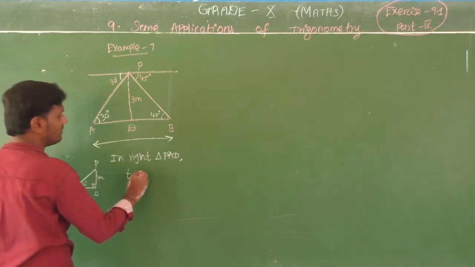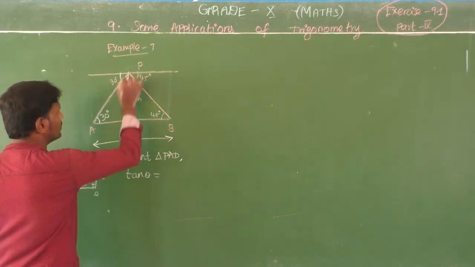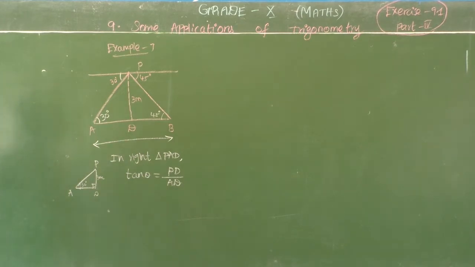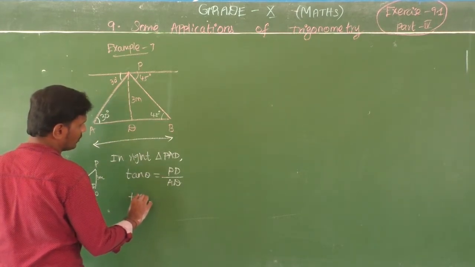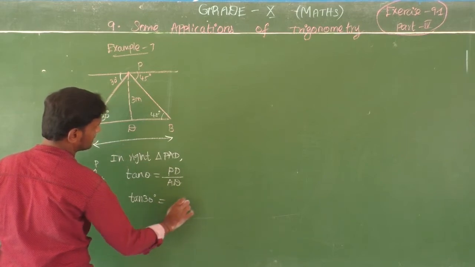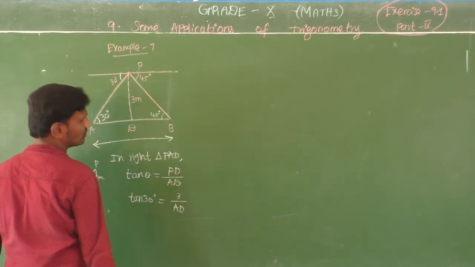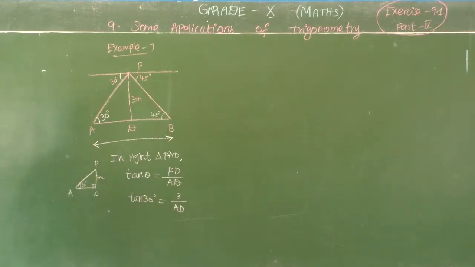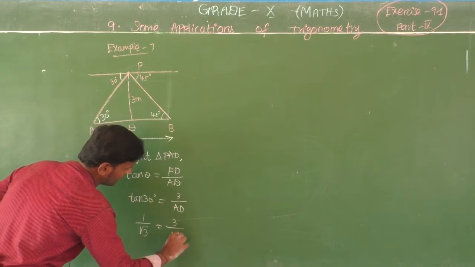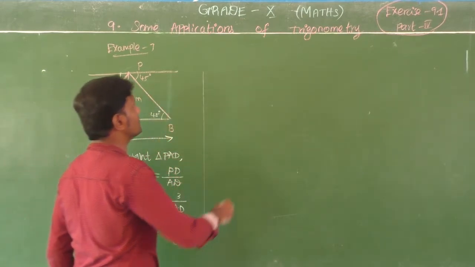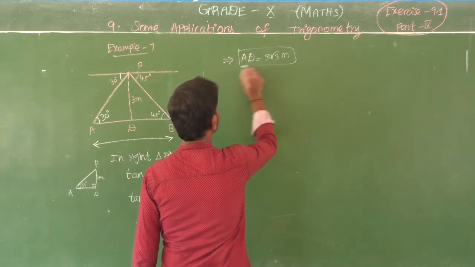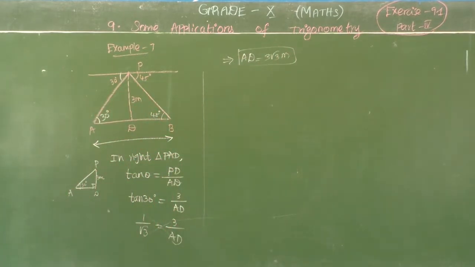Now tan theta is equal to opposite side divided by adjacent side. Here the opposite side is PD divided by AD. The value of theta is 30 degrees, so tan 30 degrees is equal to the opposite side PD, that is 3 meters, divided by the adjacent side AD, which you don't know, so just write it. Do you know the value of tan 30 degrees? Yes, 1 by root 3. So 1 by root 3 is equal to 3 by AD. Taking a cross multiplication, AD is equal to 3 root 3 meters.